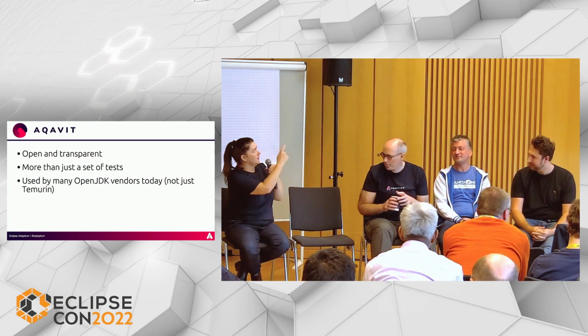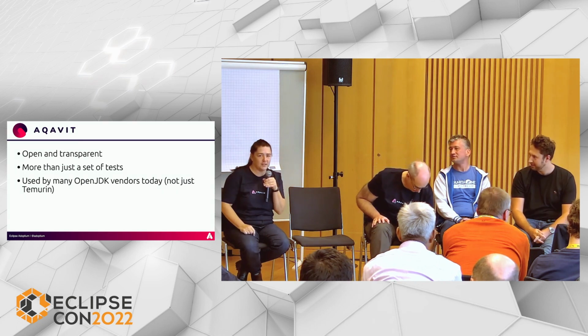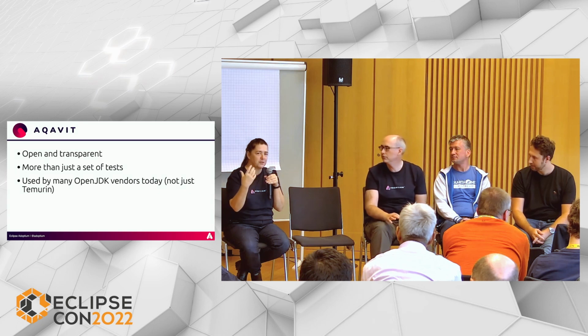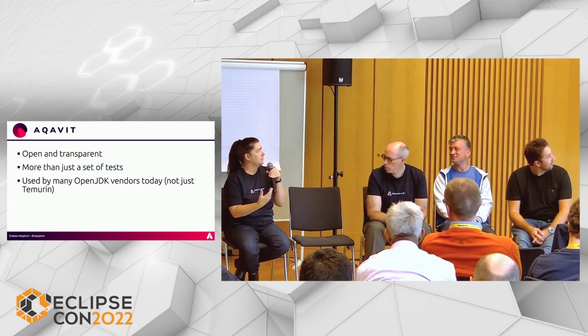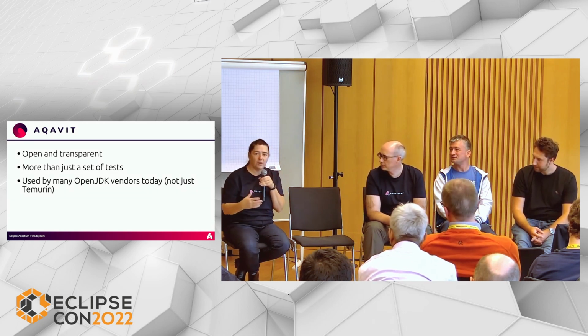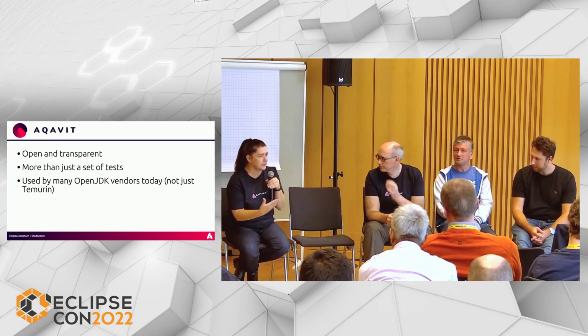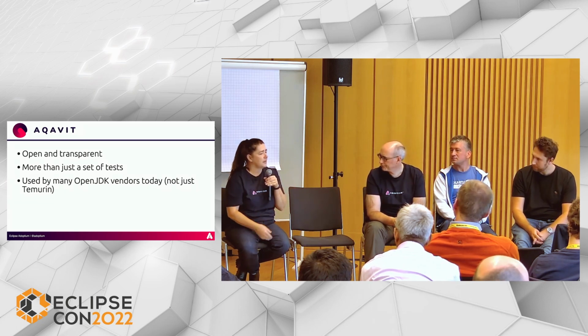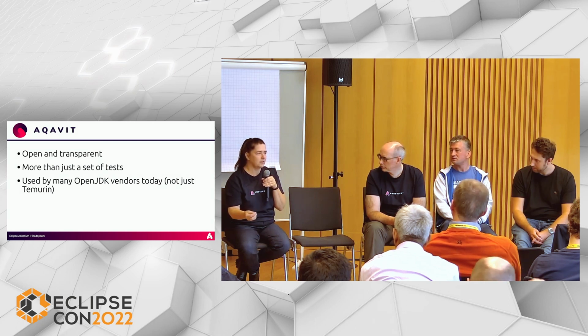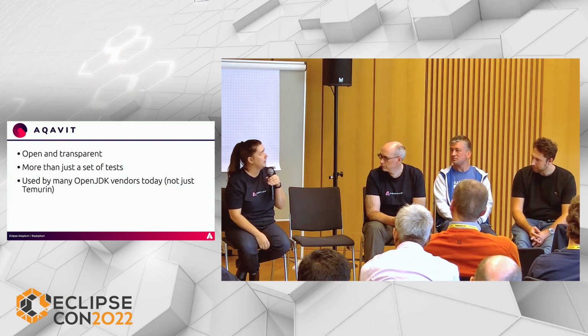AQAvit is the Adoptium Quality Assurance Project, and the Vit there means, of course, let's be quick about it, but also let's be vital. Probably not everyone knows that we put a lot of time and effort into quality, and it's not really just intended to make sure Temurin binaries are of high quality. From the beginning, we designed this project and the curated suite of tests that we run within it to work for any distribution, because we want to raise the quality bar of Java, of OpenJDK.